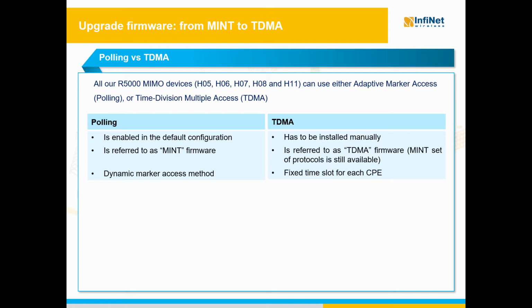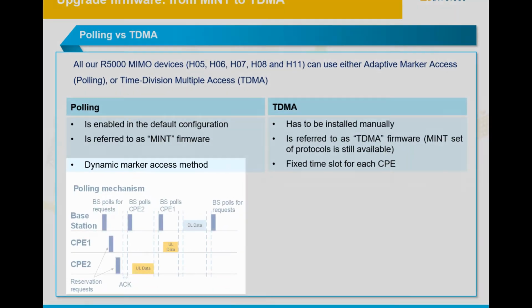and H11 hardware platforms, can be used either with the adaptive medium access technology called polling, which is enabled in the default configuration, or with the time division multiple access technology called TDMA. The polling-based firmware is referred to as Mint, while the TDMA-based firmware is described as TDMA. Despite this convention, the Mint set of protocols is still available in the TDMA-based firmware as well as it is in the polling-based firmware. The only difference between the two firmware options is the medium access method.